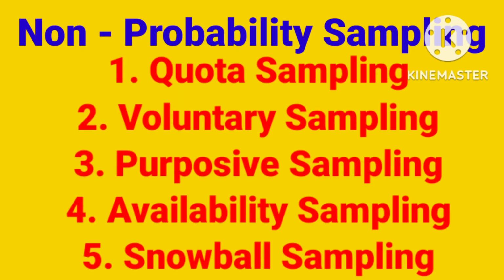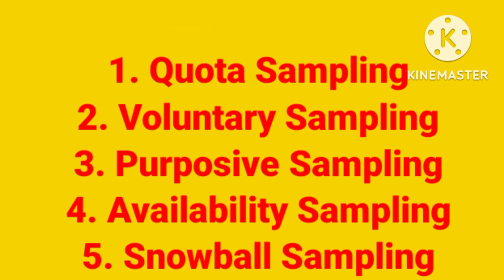The non-probability sampling. 1. Quota sampling. Non-probability sampling technique wherein the assembled sample has the same proportions of individuals as the entire population. 2. Voluntary sampling. Sampling in which people volunteer to participate in a survey. 3. Purposive sampling is one that is selected based on characteristics of a population and the purpose of the study.